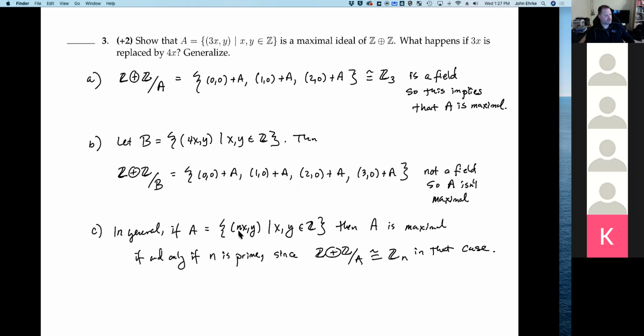So the generalization of this is, if you're looking at the ideal generated by a multiple of x in one slot and then just an integer in the other slot, it's only maximal if this integer n is prime. That's the only way it's going to be maximal. And if it is, then the factor ring is going to be isomorphic to Z mod n in that case.